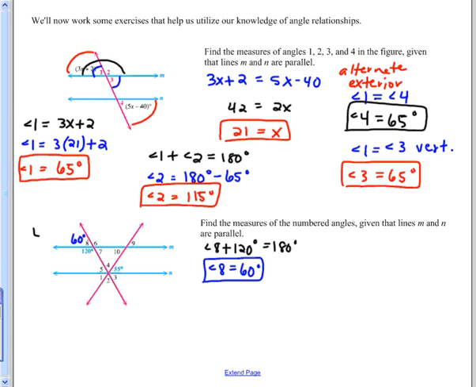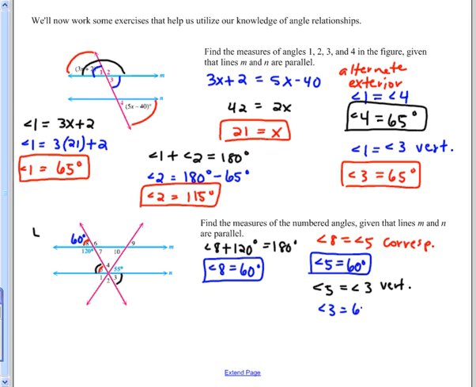Now, angle 8 and angle 5 are corresponding angles, and so they have an equal measure as well, which means I already know that angle 5 is 60 degrees because of that corresponding relationship. Similarly, angle 5 and angle 3 are vertical angles, and by definition of vertical angles, they have equal measure. So angle 3 is also 60 degrees. So this one's 60 and this one's 60.